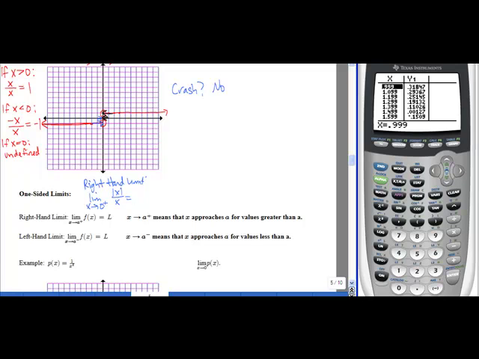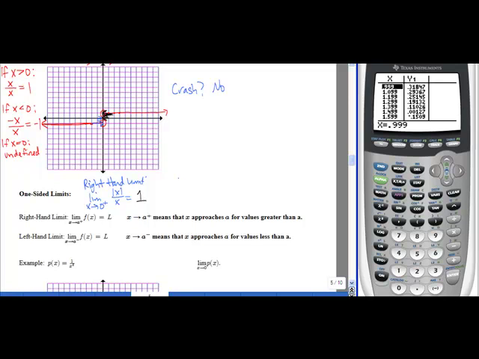Well, if you're looking at a right-hand limit, that means you're only looking at values of x that are slightly bigger than, slightly to the right of 0. So that would be all of these points right here on our upper graph. And what are those y values of all of those points? They're all 1. So this is going to have a right-hand limit of 1.